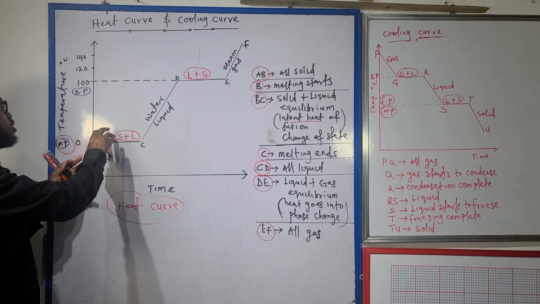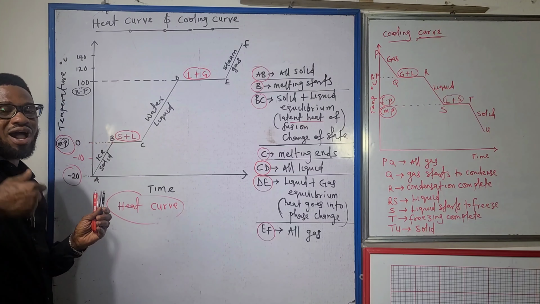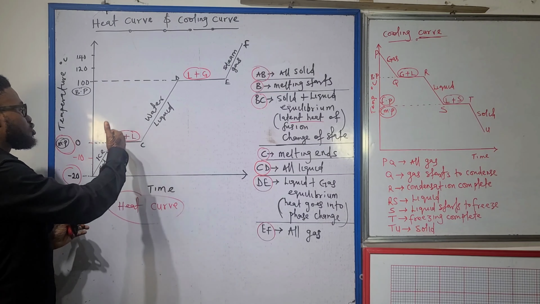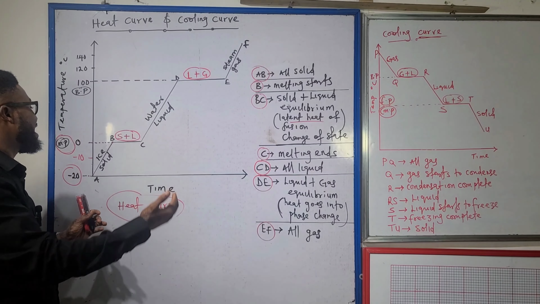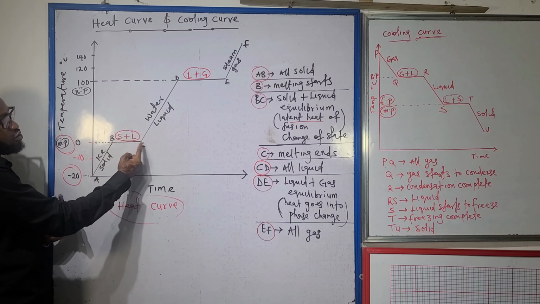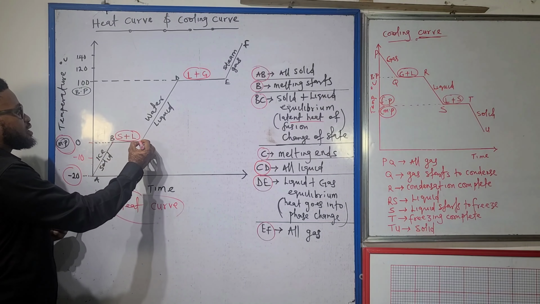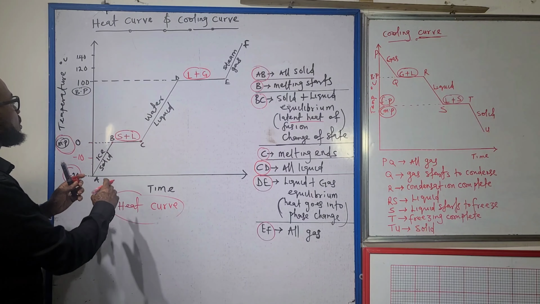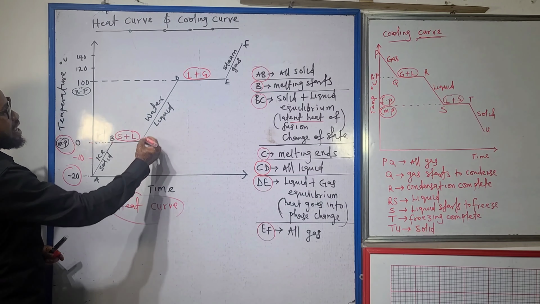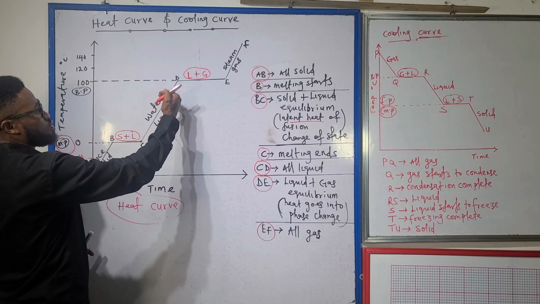You need to understand all of the solid will not suddenly change to liquid. We have some of those solid particles that had acquired enough energy changing to liquid, leaving behind those solid that had not acquired enough energy. That's why we say solid and liquid are at equilibrium for the B and C portion of the curve. At point C, all of the solid must have completely changed to liquid. We say melting ends. And then at C and D, if we continue to add heat, the temperature continues to increase.